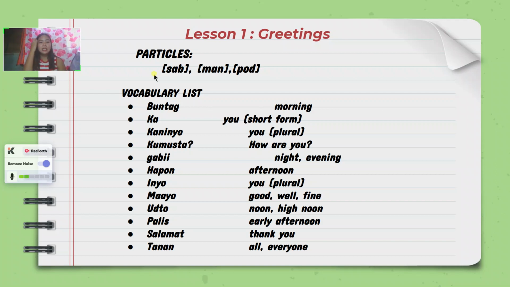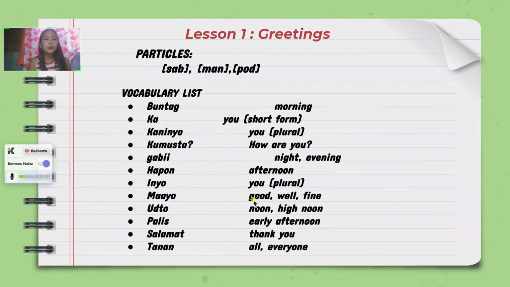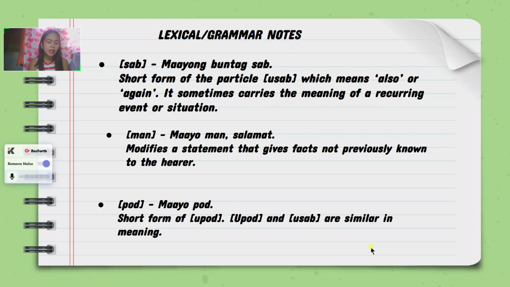Kamusta, how are you? Gabii, night or evening. Hapon is afternoon. Inyo, you, plural. And then maayo, good, well, fine. Udto, noon, high noon. And palis, early afternoon. Salamat, thank you. Tanan, all or everyone. Now let us proceed to our lexical or grammar notes.